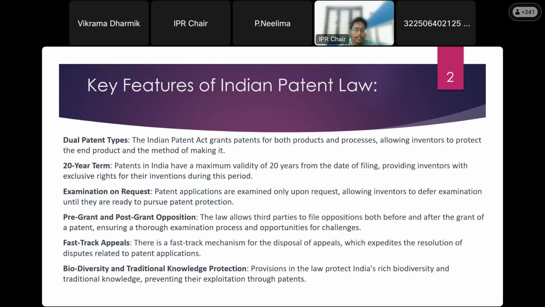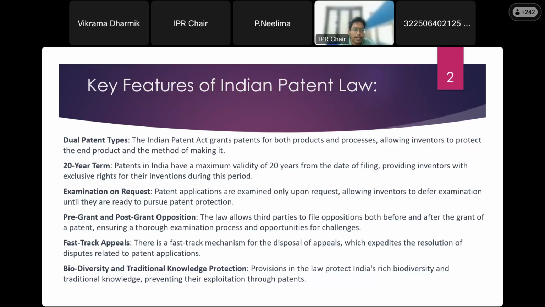Within that time, you need to send the request for examination to the patent office, because your patent will be filed in the patent office. So within 48 months from the date of priority. I will discuss what the date of filing and the date of priority are in detail in further slides. And then pre-grant and post-grant opposition.